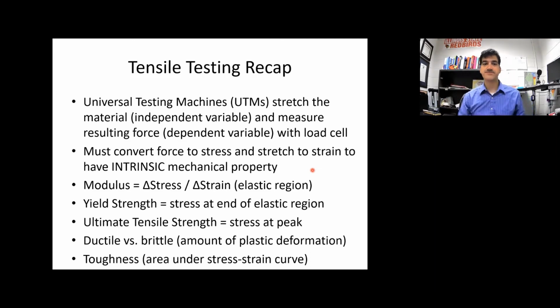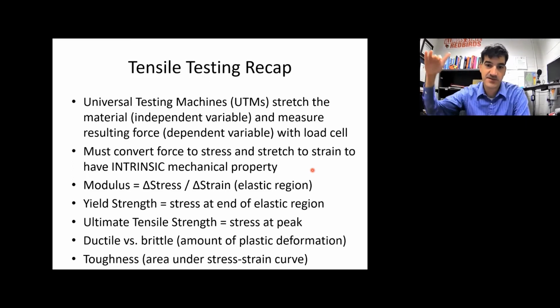The elastic modulus, or the modulus of elasticity, is equal to the change in stress divided by the change in strain. In other words, it's the slope of the elastic region of the stress-strain curve. To calculate it, pick 2 points on the linear elastic region. Take the rise over run, so the change in the stress divided by the change in the strain in the elastic region. The yield strength is the stress at the end of the elastic region once you start to get, or you're about to start getting, plastic deformation.